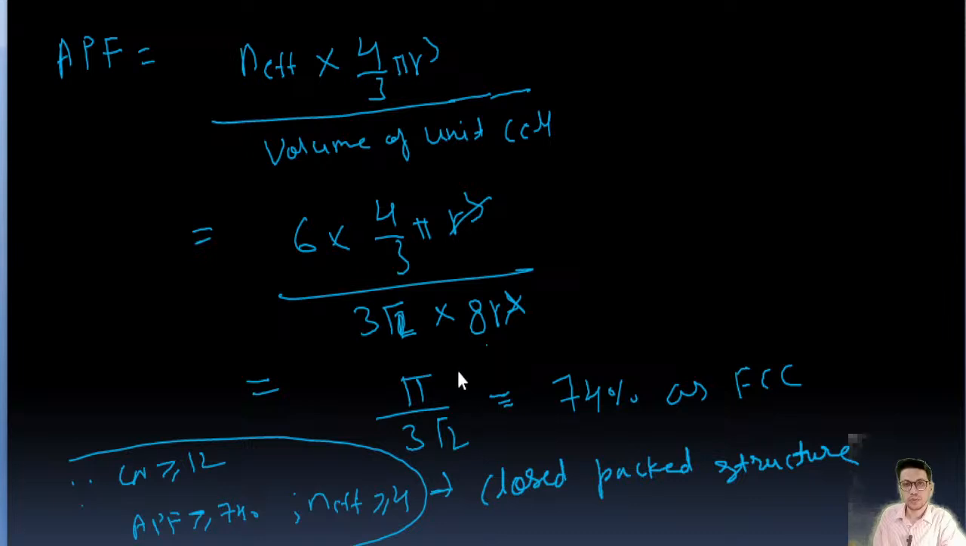Well, so let me just check whether I am audible or not, then I'll proceed further. Yes, I'm audible, so I'm going to proceed further.